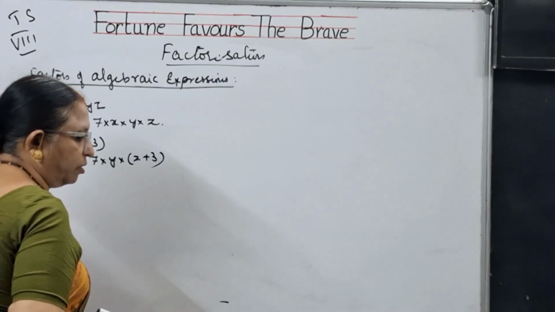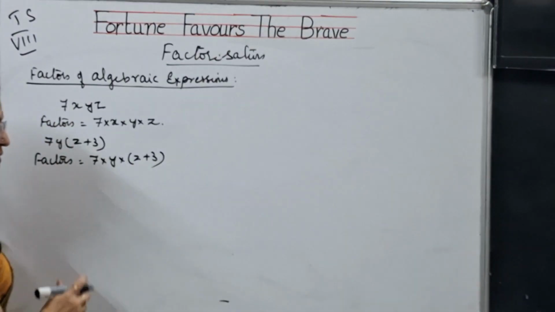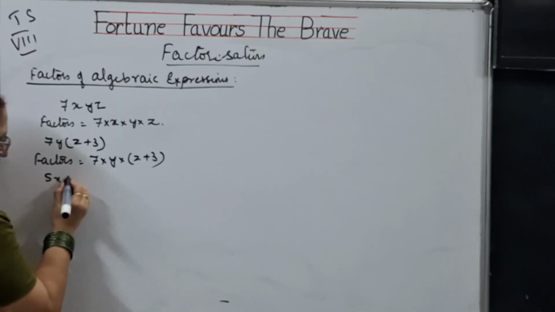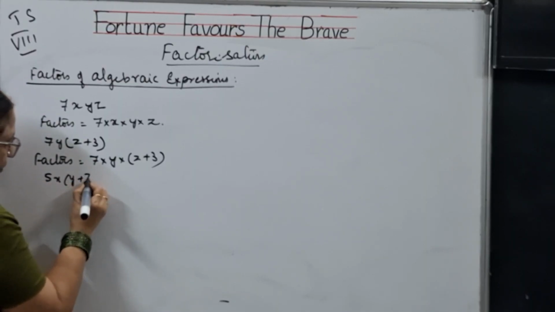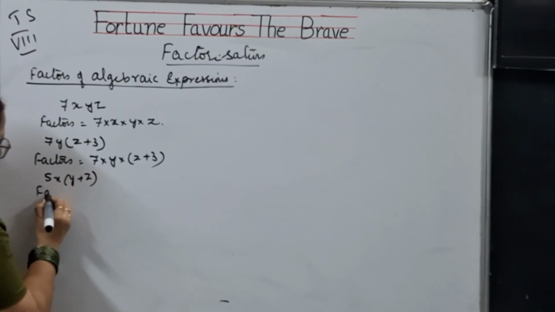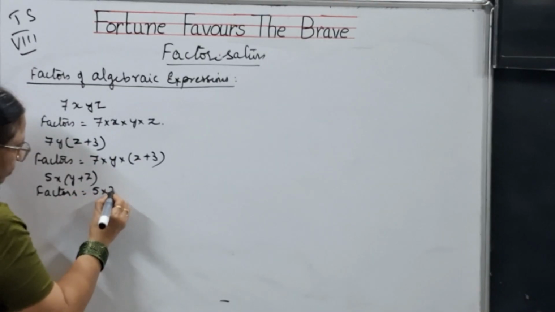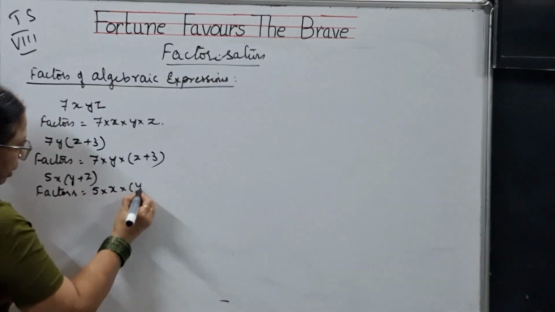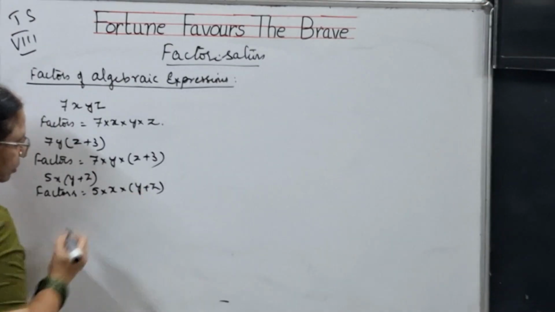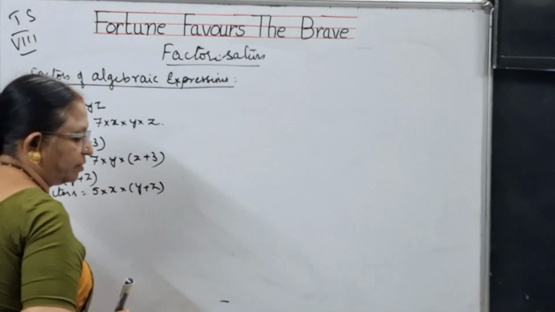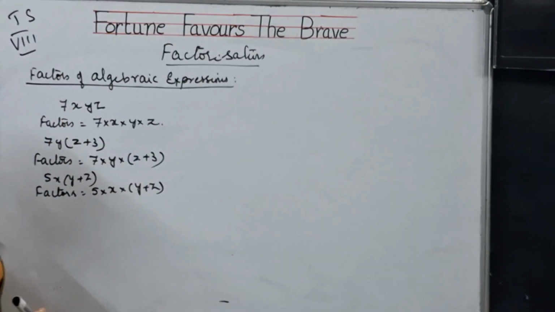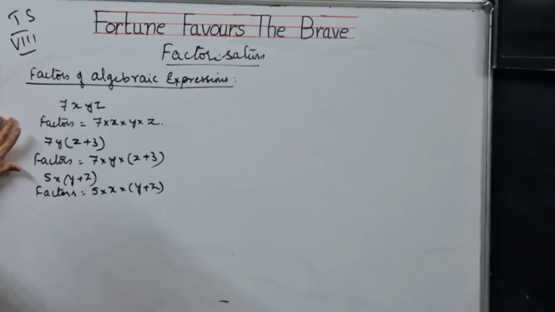Next, you have got 5x into y plus z. How will you write these factors? Factors are 5 into x into y plus z. We cannot separate y plus z, children. So in this way, you are going to separate the factors.